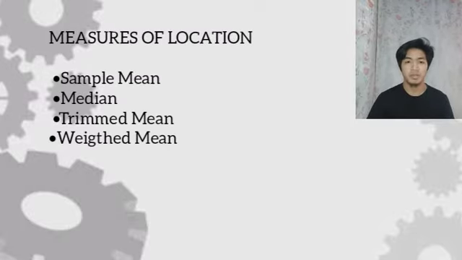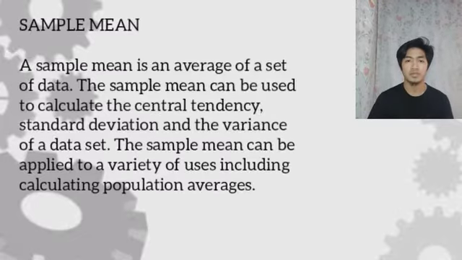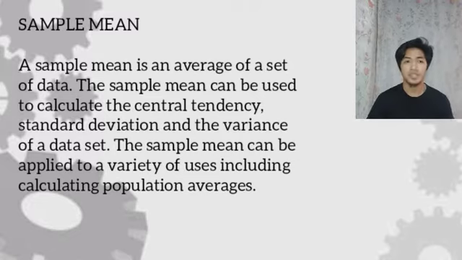So, under statistics, we are going to discuss the subtopic which is measures of location. In the measures of location, we have sample mean, median, trim mean, and weighted mean. So, first is the sample mean. What is a sample mean? A sample mean is an average of a set of data. The sample mean can be used to calculate the central tendency, standard deviation, and the variance of a data set. The mean can be applied to a variety of uses, including calculating a population's average.